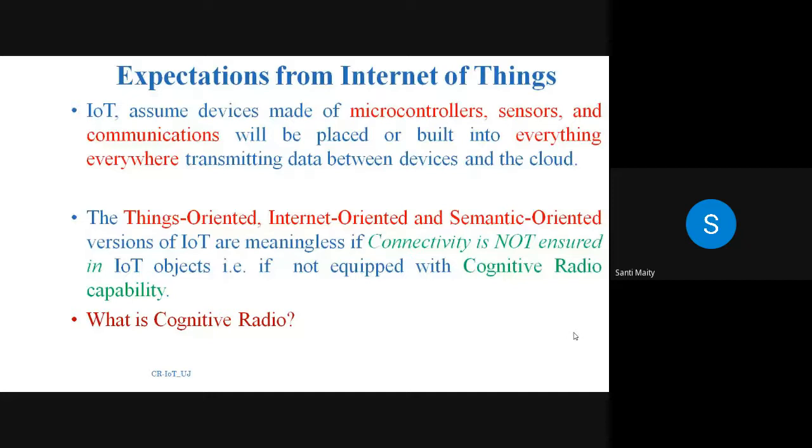So the question now comes: can this spectrum be opportunistically used? I mean, can a secondary user, here our IoT objects, before it gets a connection with its peer, sense the radio environment and find which part of the spectrum is free or available? And based on the available spectrum, it will control its transmission characteristics. Transmission means modulation or data rate control, so that is adaptivity. So, cognition of the radio environment, and based on the resources available right at this time, reconfigurability.